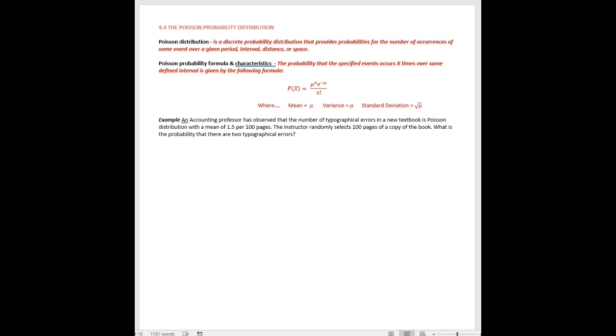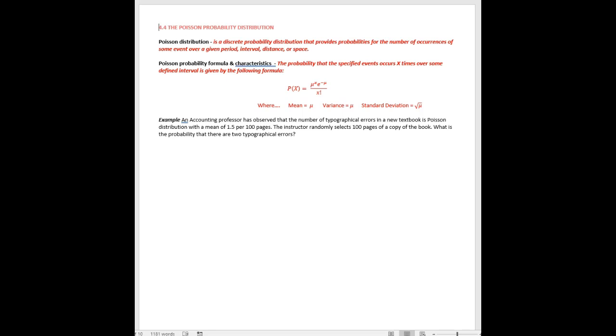Poisson distribution: a discrete probability distribution that provides probabilities for the number of occurrences of some event over a given period, interval, distance, or space. The easiest explanation would be if I asked you, what is the average number of cars that go through a drive-through restaurant during rush hour? Our unit of time would be an hour, and we would want to know the number of occurrences that typically go through during that hour.